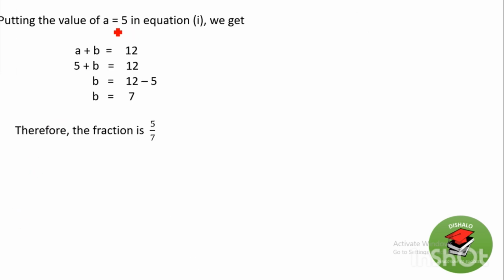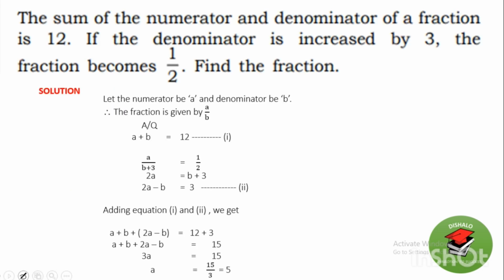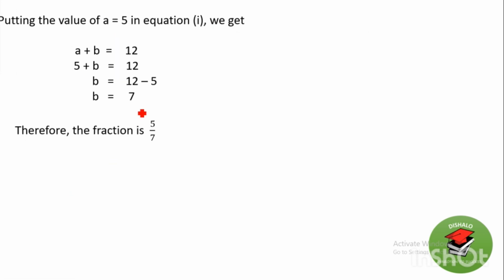Then put the value of a in equation 1. So a plus b equals 12, 5 plus b equals 12, b equals 12 minus 5, so b is 7. Remember, we have to find the fraction. a was 5, and a is the numerator, so my numerator is 5 and the denominator is 7.